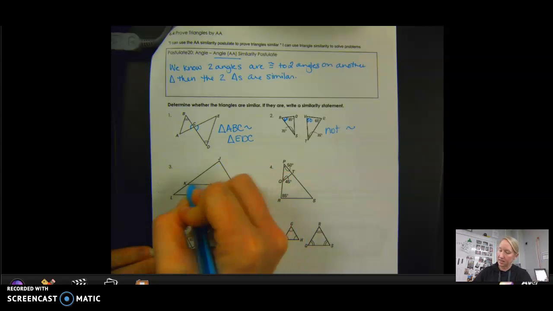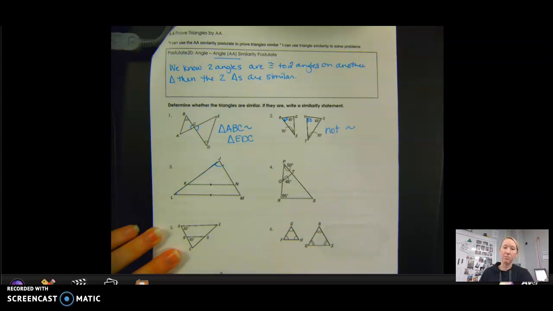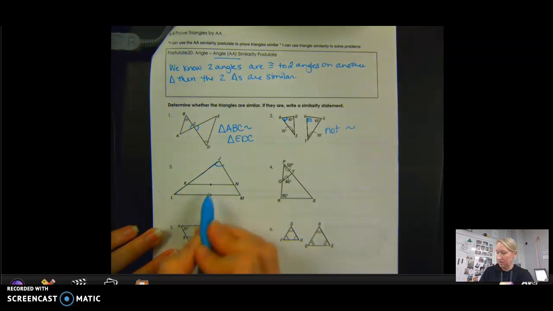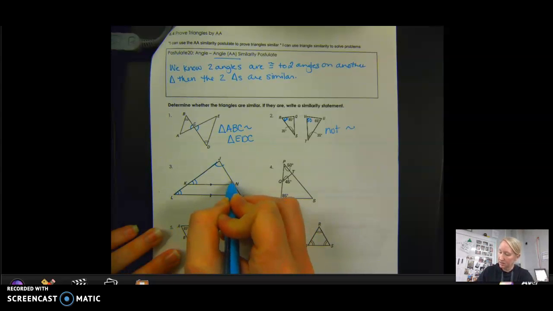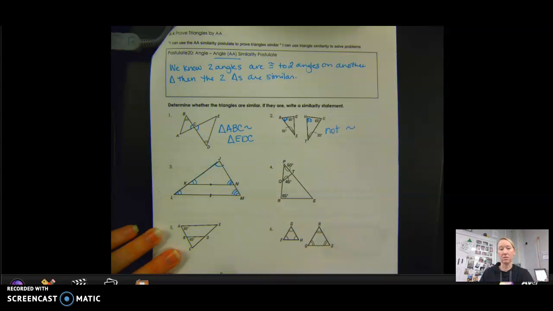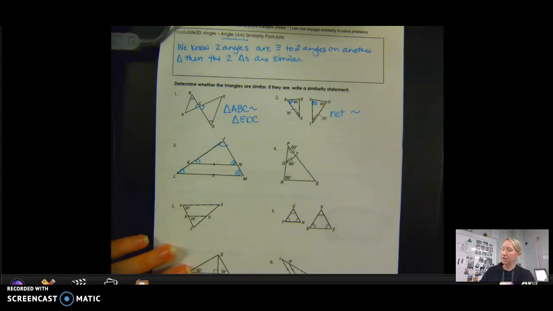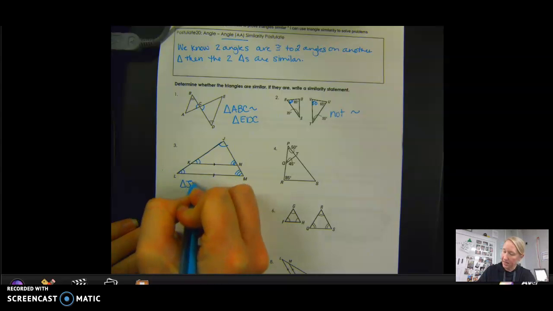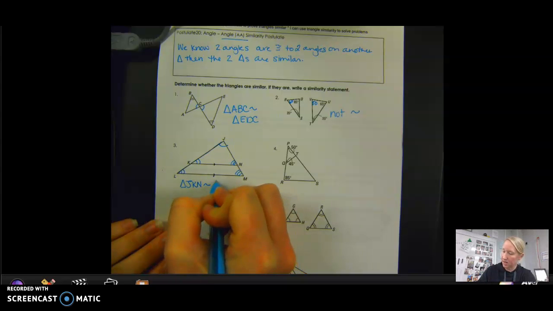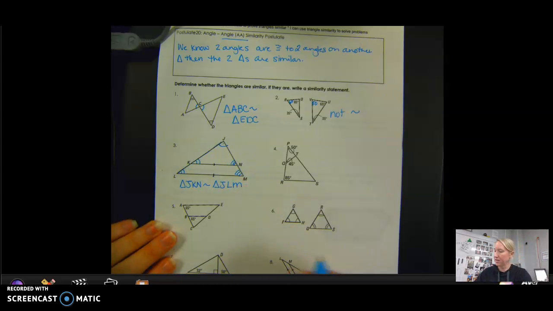On this one, we have this top triangle, right? But then we also have this large triangle. Angle J is on both those triangles, so it is congruent to itself. This is parallel to this by that marking, which means that corresponding angles are congruent. And this is a corresponding angle to this one, so those would be congruent, okay? So we have at least 2, we actually have 3 congruent angles. So triangle JKN is similar to triangle JLM. I'm just going off the markings, right?